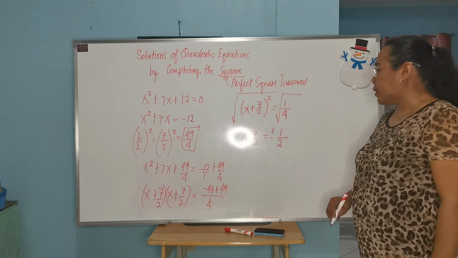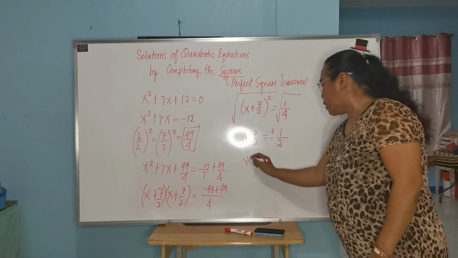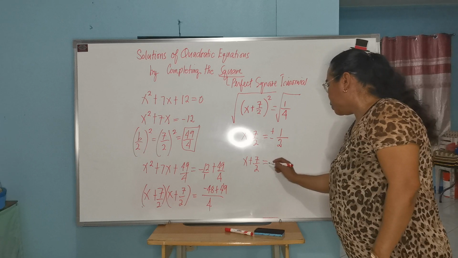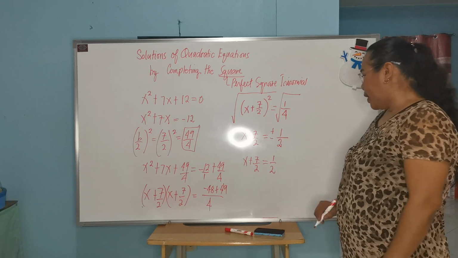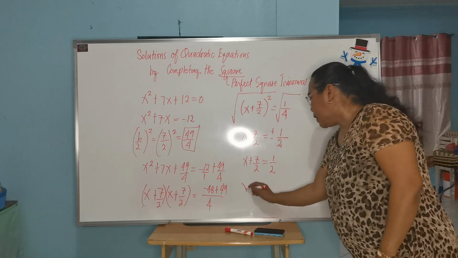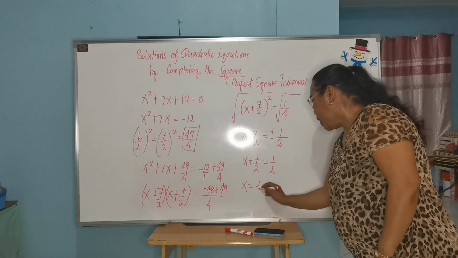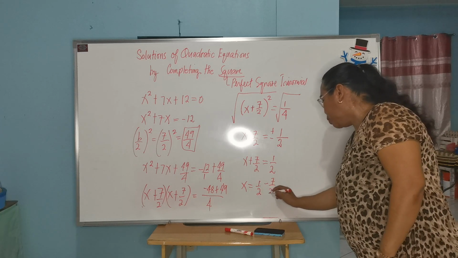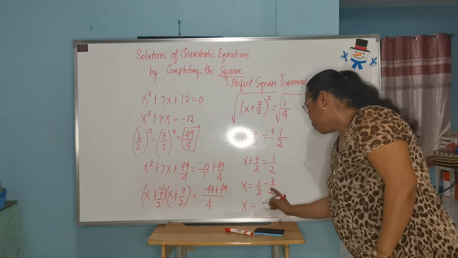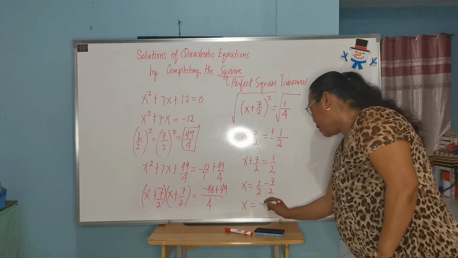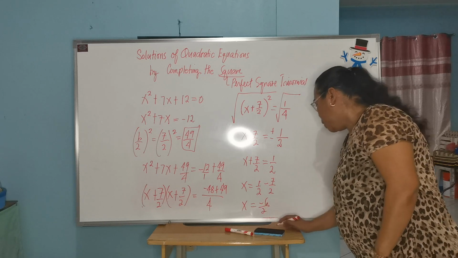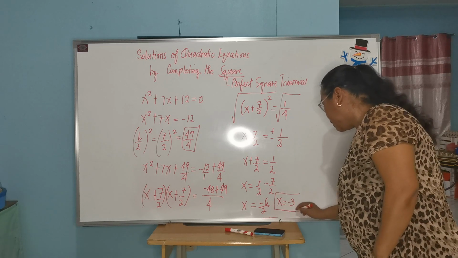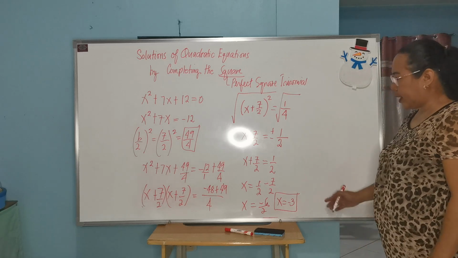Separate again the positive and the negative. So we have to take the positive first. So x plus 7 over 2 is equal to positive 1 half. And this is now our x is equal to 1 half. Positive 7 over 2 becomes negative 7 over 2. So x now is equal to 1 minus 7 is negative 6 over 2. So the value of our x is negative 3. So this is the first value of our x.